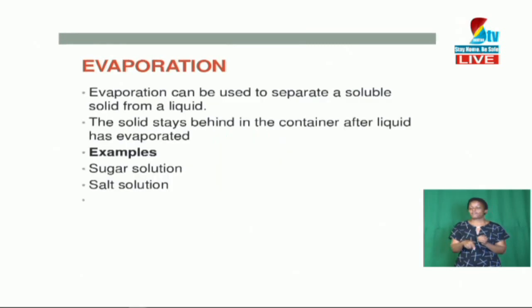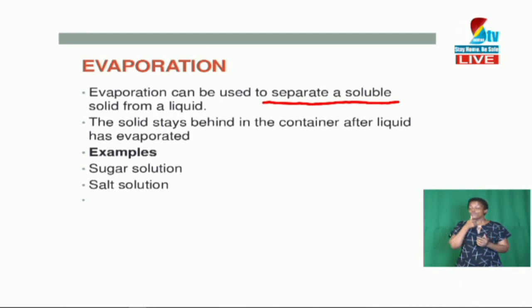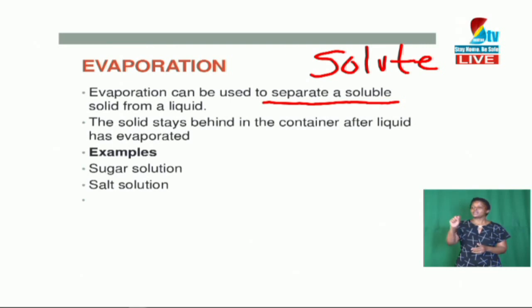So now we are going to move on to another method of separating mixtures, which is evaporation. Evaporation, dear learners, can be used to separate a soluble solid from a liquid. I hope you still remember that we said a soluble solid is also known as a solute, the one that can dissolve in a liquid. Now the solid here stays behind in the container after the liquid has evaporated.